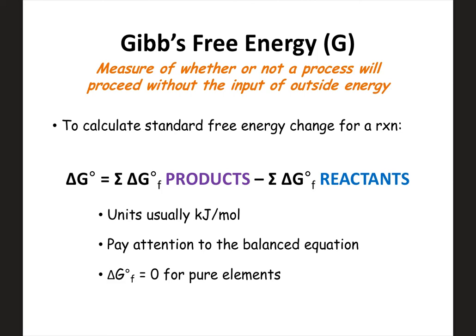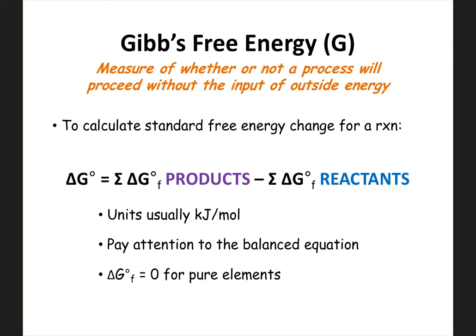The only difference here is we have to pay attention to units and stuff like that. It's going to be very similar in terms of delta H. Like I said before, it's going to have the same units as delta H. It's going to be kilojoules per mole. You do need to pay attention to the balanced equation, just like we did for our enthalpy and entropy. And delta G of formation will be 0 for pure elements, again, and diatomics.